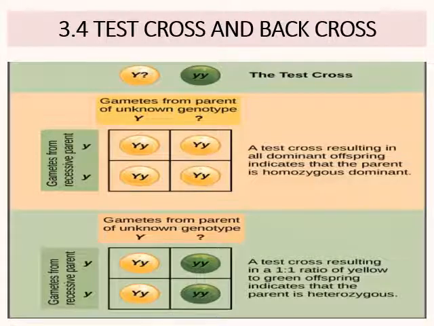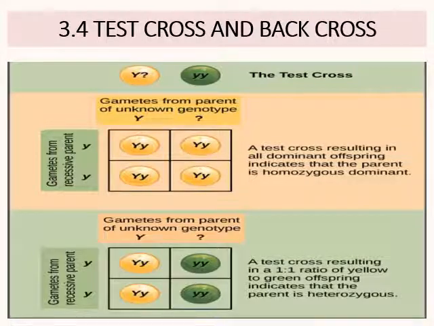Now we are going to study test cross and back cross. Test cross is a cross when F1 hybrid is crossed with recessive parent. Here, when the genotype is unknown, that is, we don't know whether it is yellow seed, because yellow seeds show capital Y or capital Y small y. So genotype is unknown. We don't know whether it is pure yellow or hybrid yellow.